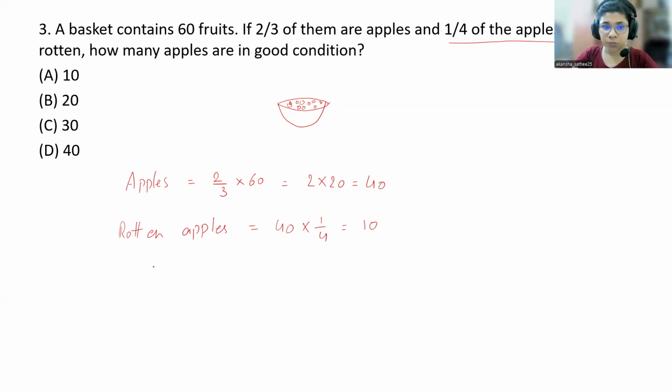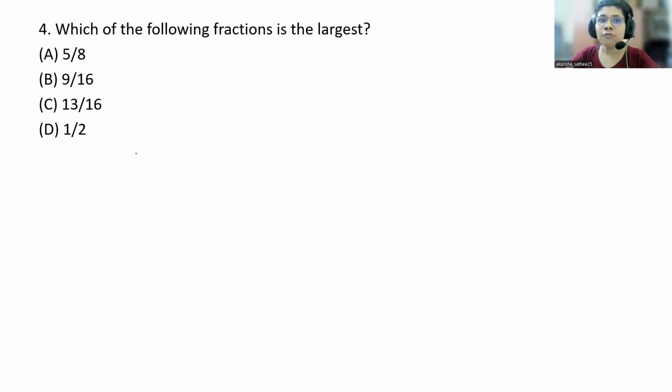So good apples are 40 minus the rotten ones, that is 30. So option C is correct.